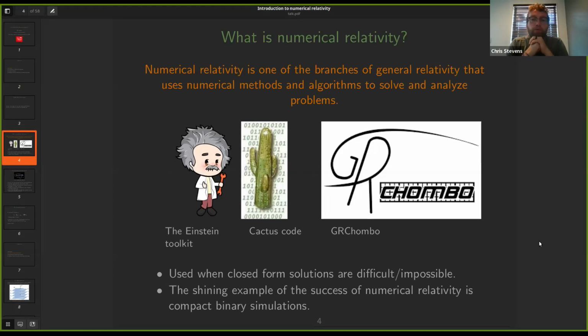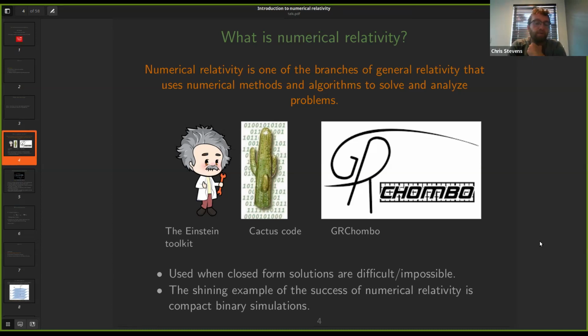So numerical relativity is essentially just using numerical methods within the framework of general relativity. There are multiple code bases that allow for the sorts of simulations that you've just seen, which are incredibly complicated, incredibly large.